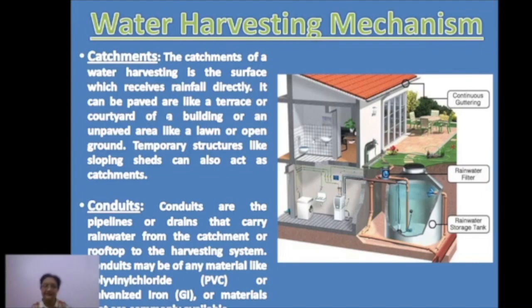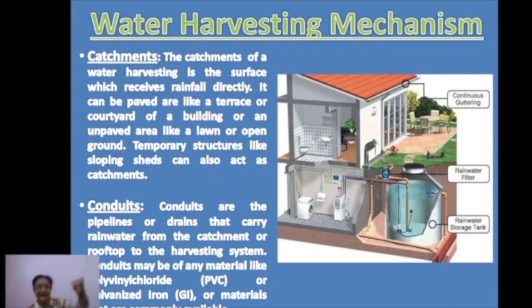It can be paved, like a terrace or courtyard of a building, or an unpaved area like a lawn or open ground. All that can be used for catchment. Temporary structures like sloping sheds can also act as catchments. Here you can see, that is the catchment, where the rainfall is directly received.